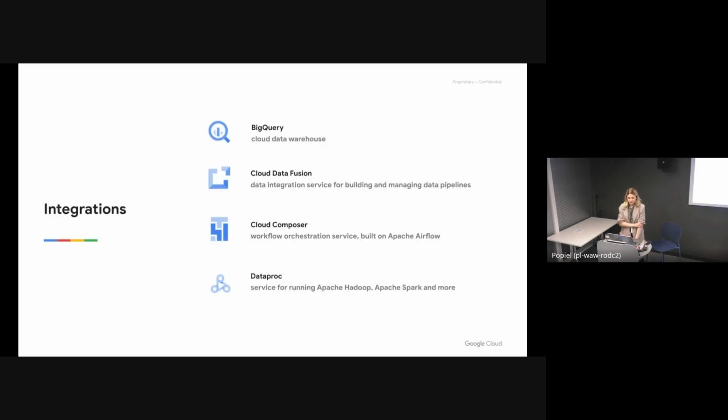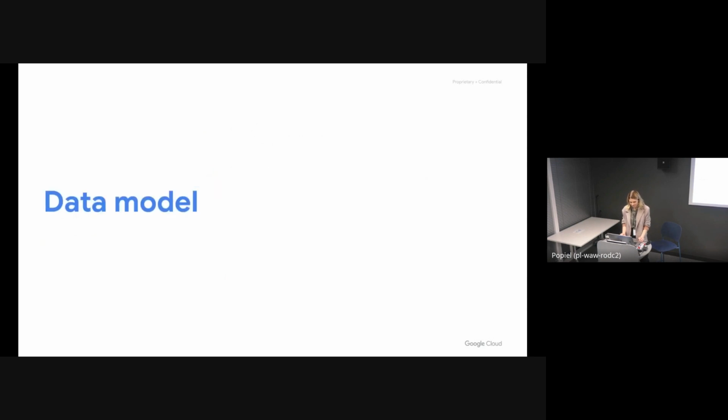So for GCP products, we have native integrations: BigQuery, Cloud Data Fusion, Cloud Composer, and Dataproc, which means you just need to enable Lineage API in your project, and it will be reported automatically. And for a custom integration, it should be reported via our API. So I'm going to briefly describe it.